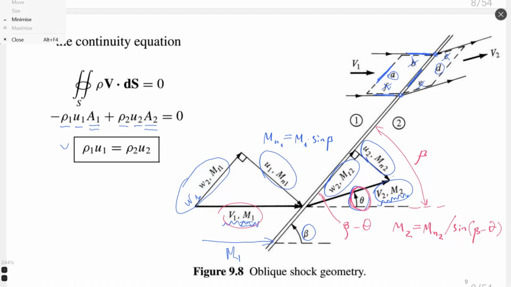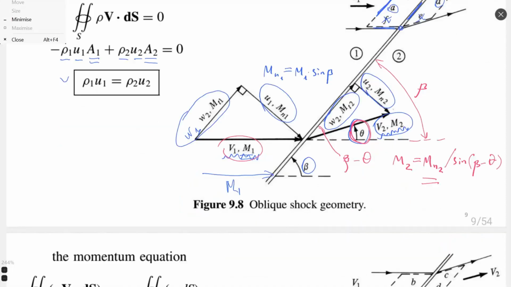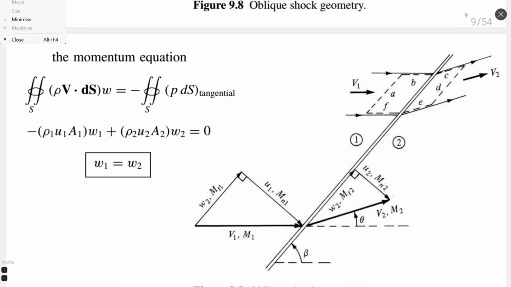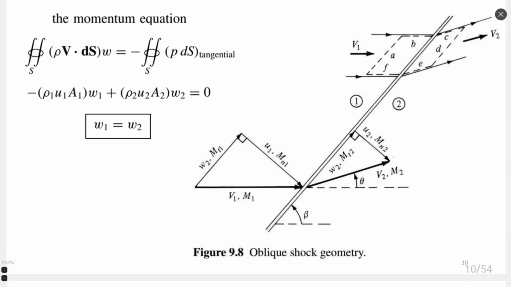For this, we need to understand the values of the angles, and we need to understand the value of Mn2. How will this transition of the flow be, and how big would Mn2 be? This we will do in very few steps. On the next slide, we can see the application of the momentum equation to this control volume.